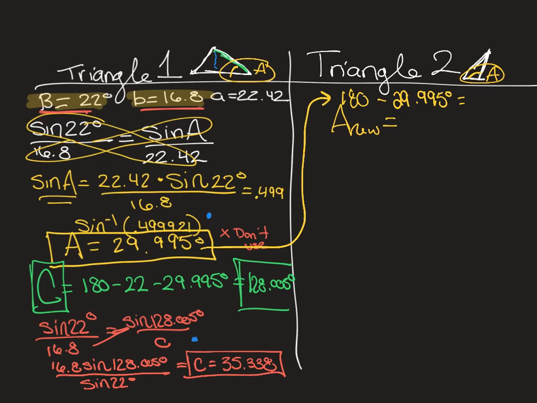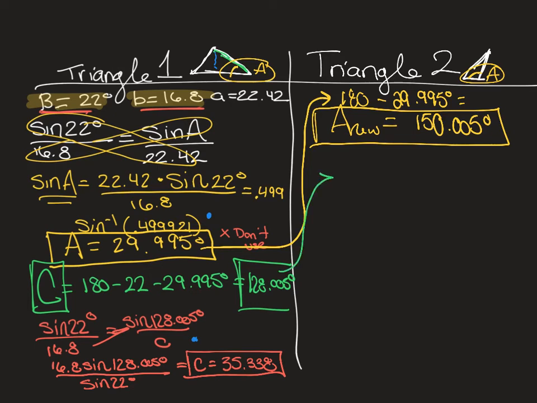So I'm going to do that in my calculator. I'm going to do 180 degrees. So 180 minus the 29.995. So my A new is 150.005 degrees. And then I'm just going to follow what I did. So when I found angle C before, I did 180 minus 22 minus 29.995. Well, I don't have 29.995. I have this. I have 150.005.